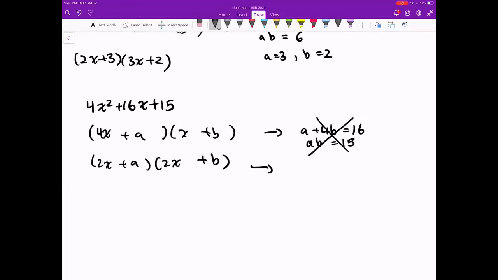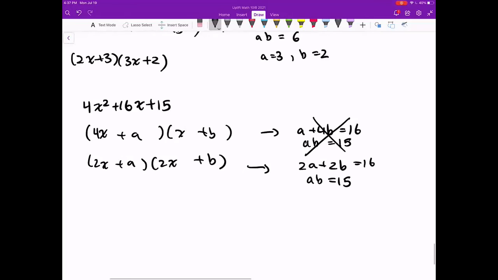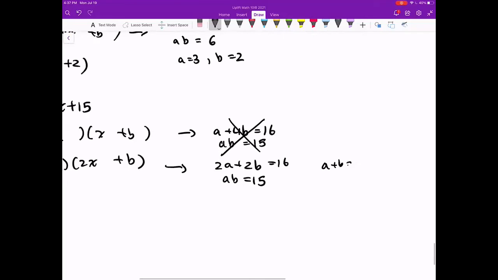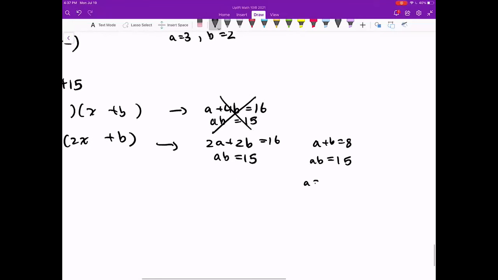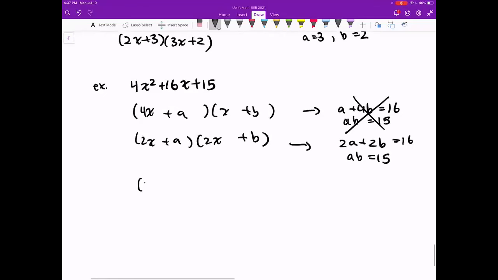In our next form, we have 2a plus 2b is equal to 16, and a times b is 15. So a plus b is 8, a times b is 15. Now in this case, a is equal to 3 and b is equal to 5. So there is a solution, and the solution is (2x plus 3) times (2x plus 5).